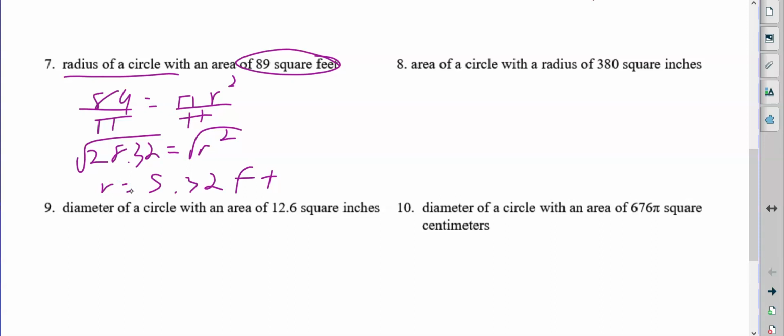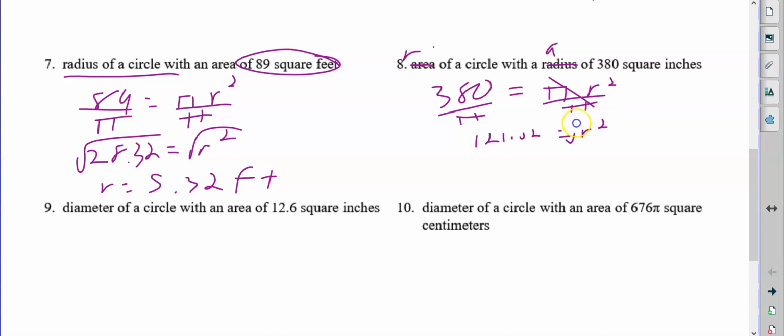Okay, number 8 was a typo. These words got mixed up. We're trying to find the radius with the area of 380. So same concept here, 380 equals pi r squared. Divide by pi. Again, pi key or 3.14. And we're going to get 121.02. Square root both sides. And it's basically 11 inches.